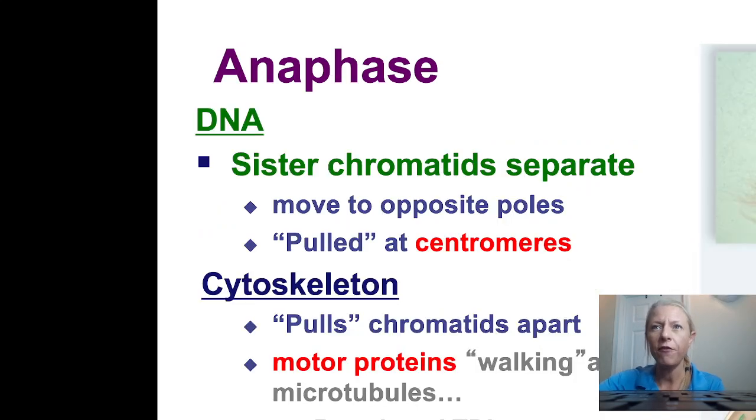Now, in anaphase, our sister chromatids are going to separate. They're going to be pulled apart. Ana means up. So our chromosomes are going to move up to the poles of the cell, and they're pulled at those centromeres, that little area in the middle. So Ana, up. The sister chromatids are pulled apart into individual chromosomes up to the poles of the cell.